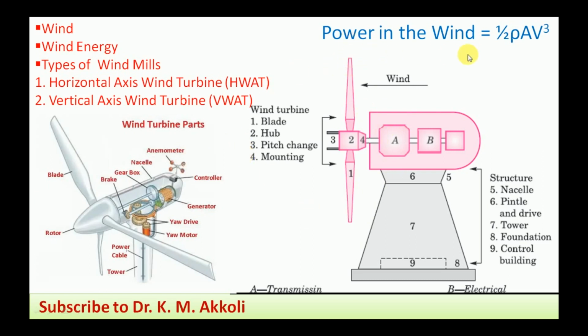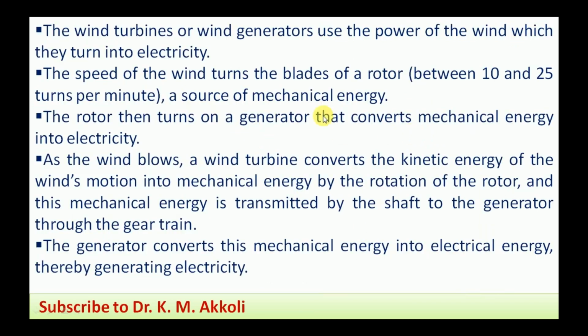The power in the wind can be measured in terms of half rho A V cubed. Rho is the density of the air, A is the swept area over which the air flows, and V is the velocity of the air. If you know the density, the area over which the air is flowing, and the velocity of the air, we can calculate how much power is in the wind, and that power can be extracted as mechanical power and electrical power. That is explained here again.